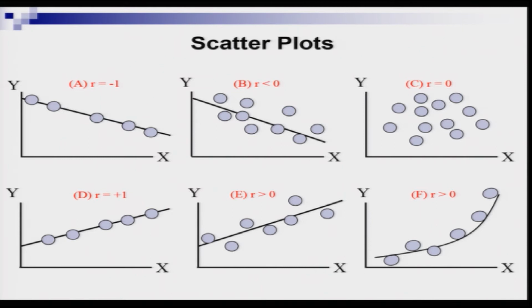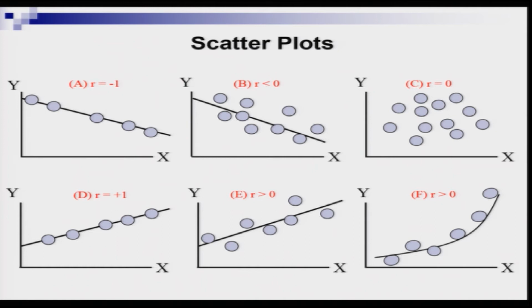Now, I move on to panel D, where you see that I have 5 data points, and all of these data points are lying on a positively sloped straight line. So, in this case you can say that x and y are perfectly linearly associated or related, and as they lie on one single straight line, the value of r is expected to be +1.